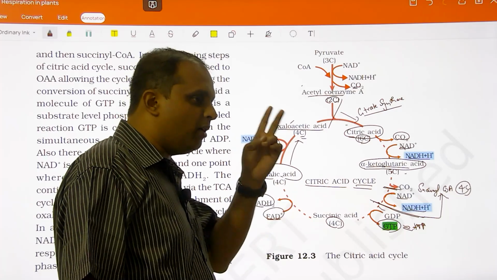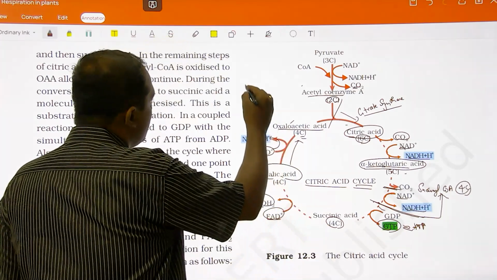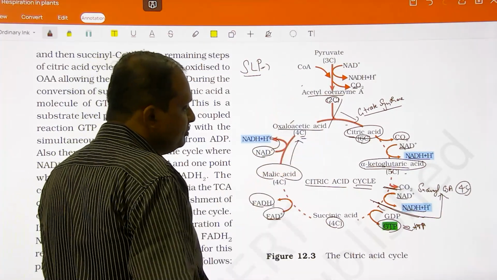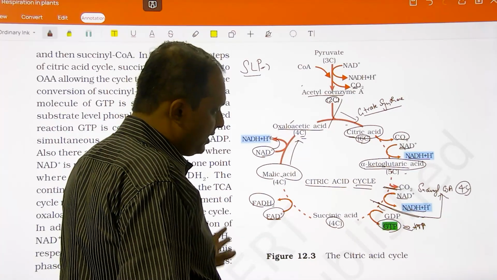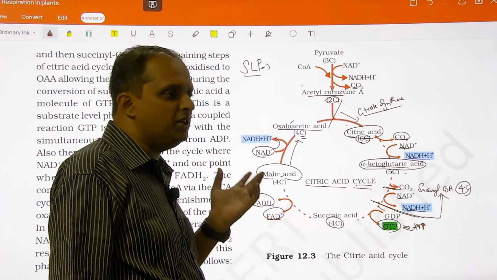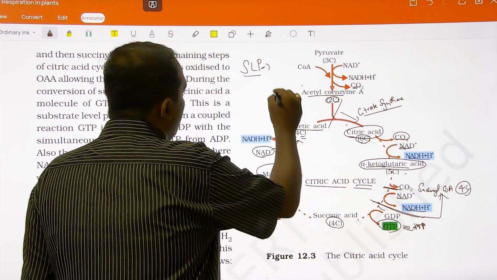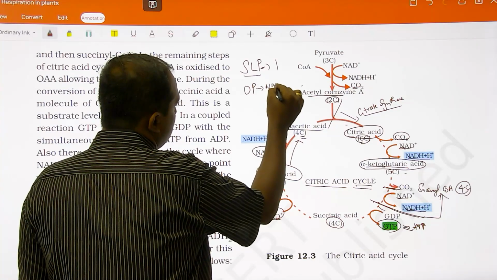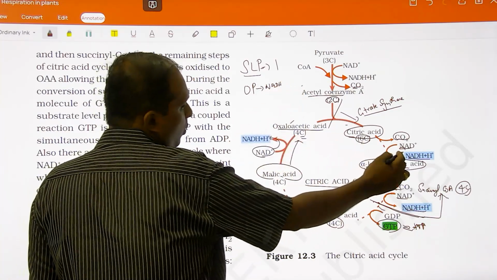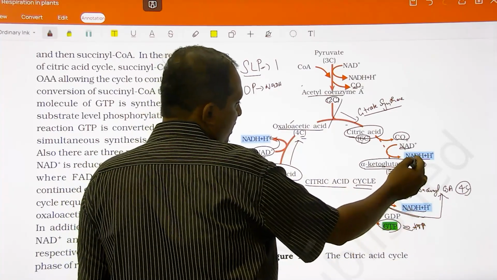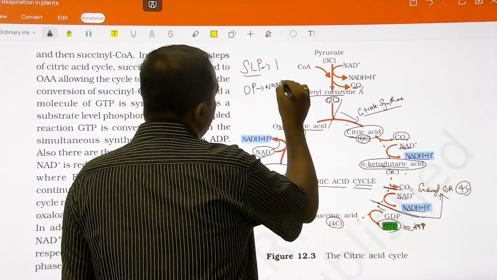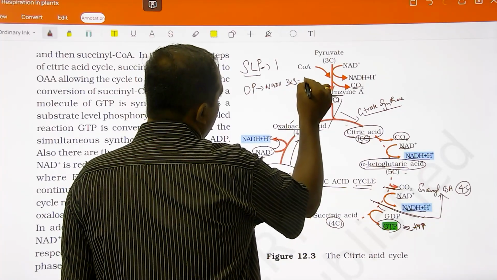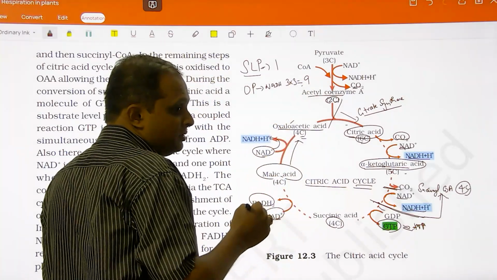ATP formed. How many SLPs are there in this Krebs cycle? In SLP, you directly see the release of ATP or GTP. So how many? 1. How many oxidative phosphorylation? How many NADH? 1, 2, 3. NADH is 3. So 3 into 1 NADH yields how many ATP? 3. So totally how many ATP do you get? 3 into 3 is 9, right?